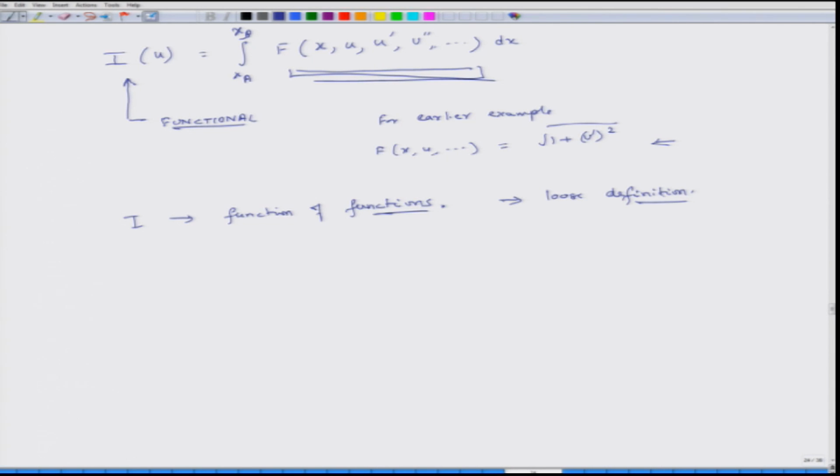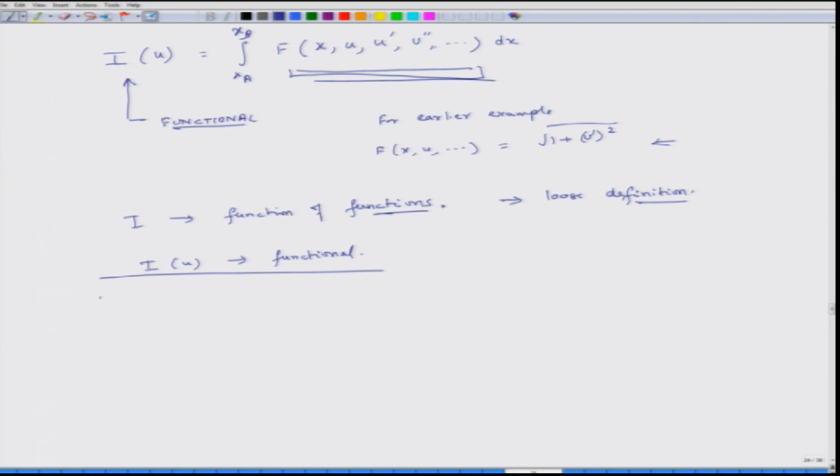Okay. But the point to remember here is that when I change u, the value of I changes. So, I depends purely on u. So, that is why I say that I depends on u, it depends on u, and this is a functional.